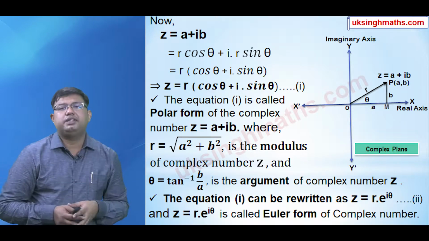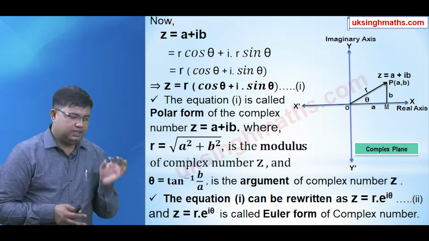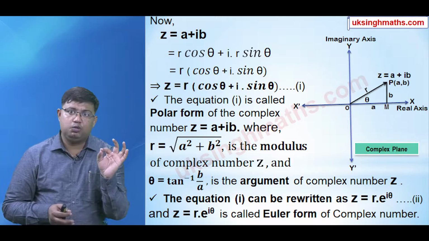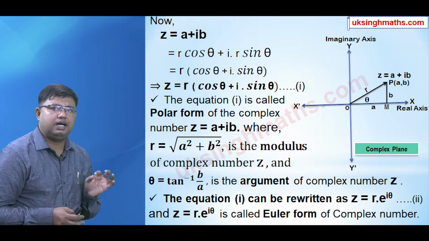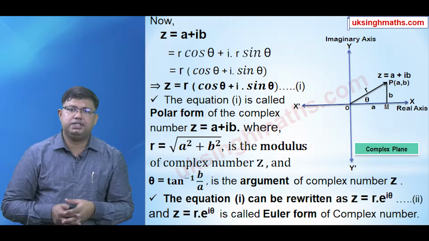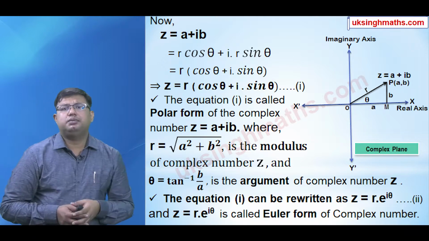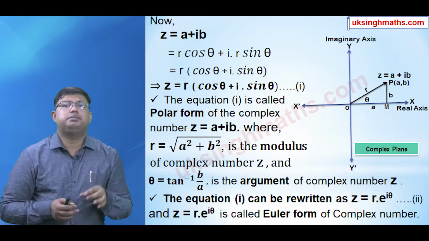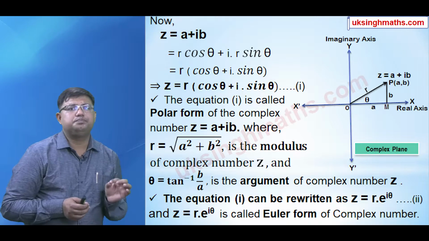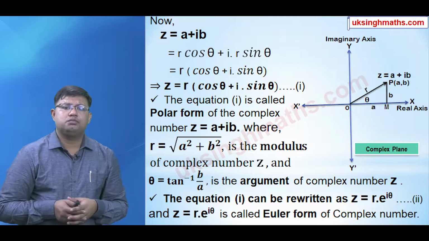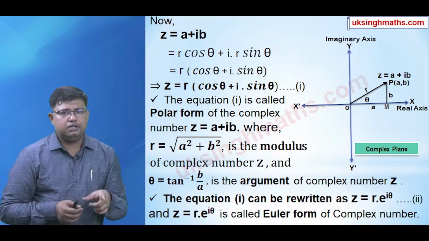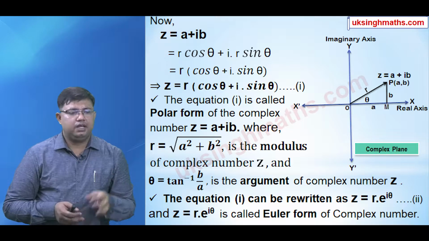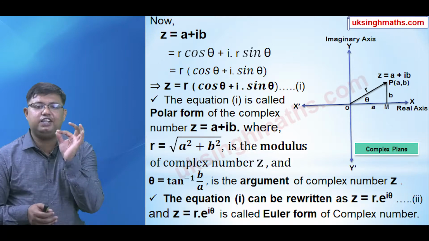And you can easily visualize by seeing this relation that there are two main ingredients necessary to represent a complex number in polar form. They are modulus, that is r equal to square root of a square plus b square, and amplitude of this complex number, that is theta, which is tan inverse b by a. We know the value of the exponential function e power i theta equal to cos theta plus i sin theta. So in light of this exponential function, equation 1 can be rewritten as z equal to r e to the power i theta, and this form of complex number is known as the Euler form of the complex number.